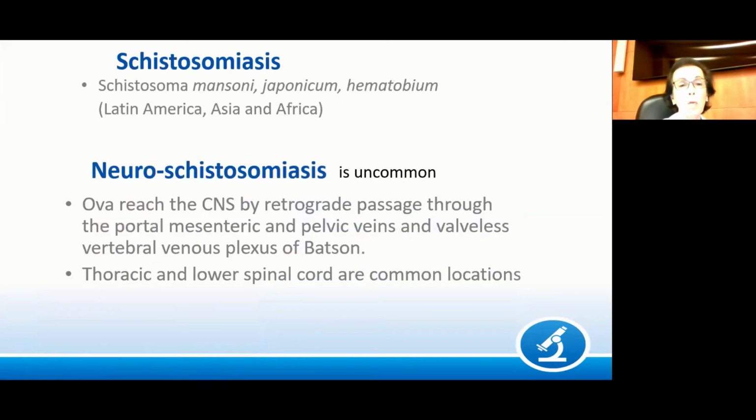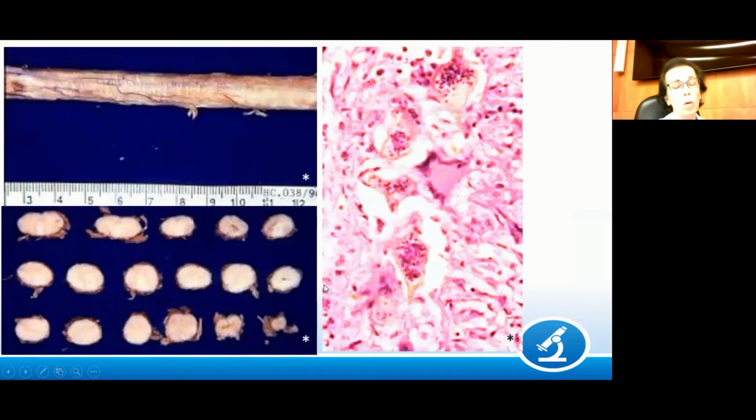Schistosomiasis is uncommon. Schistosomiasis can be caused by three species here. The American one is Mansoni. Neuroschistosomiasis is uncommon and the eggs reach the CNS by retrograde passage through the portal, mesenteric and pelvic veins into the valveless vertebral venous plexus of Batson. Thoracic and lower spinal cord are common locations. I saw one case. I have seen it in the cerebellum, which is also a common location.